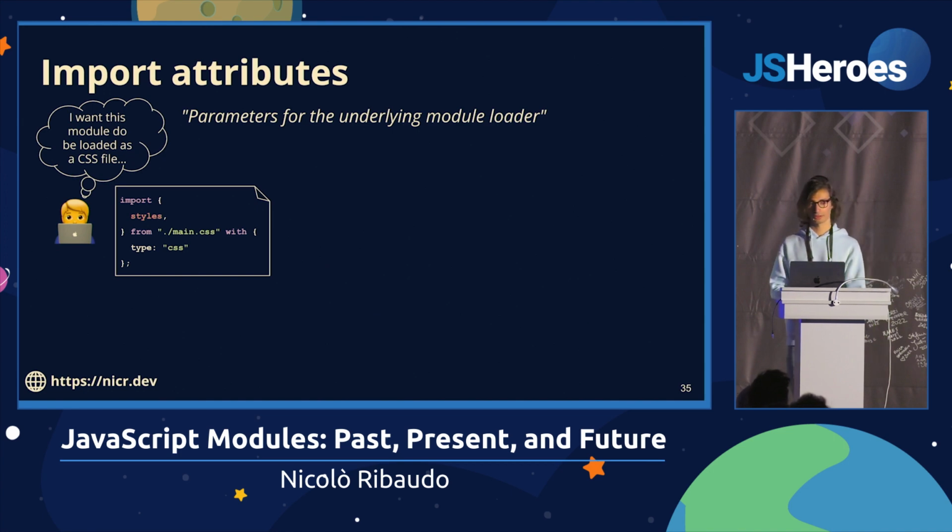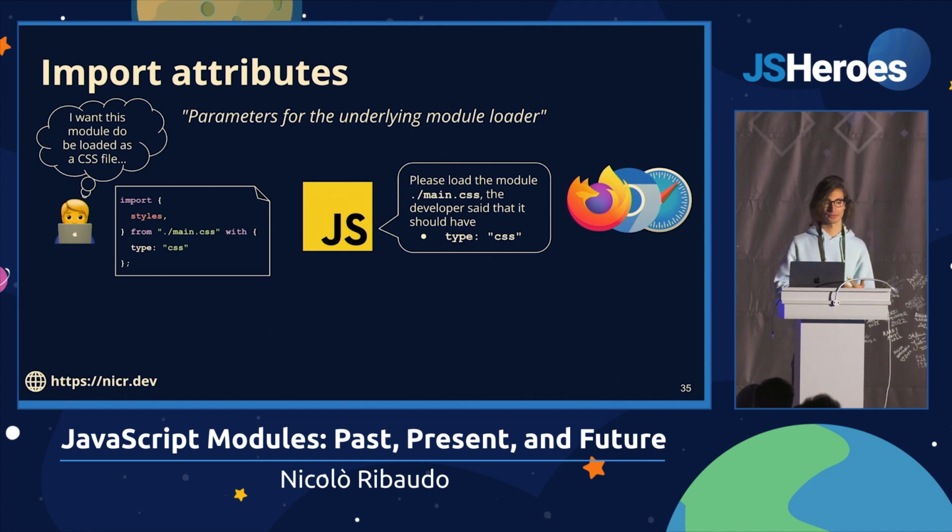But what if, for example, we want to load a CSS module, like a CSS file, inside the JavaScript module system? So using the modules API that we already know? Well, the JavaScript engine by itself doesn't know about all the languages. JavaScript is JavaScript, and then there are, for example, browsers that also know what CSS is. So import attributes are a way for the developer to define some parameters, such as the expected type of the module, that the JavaScript engine will just forward to the underlying runtime.